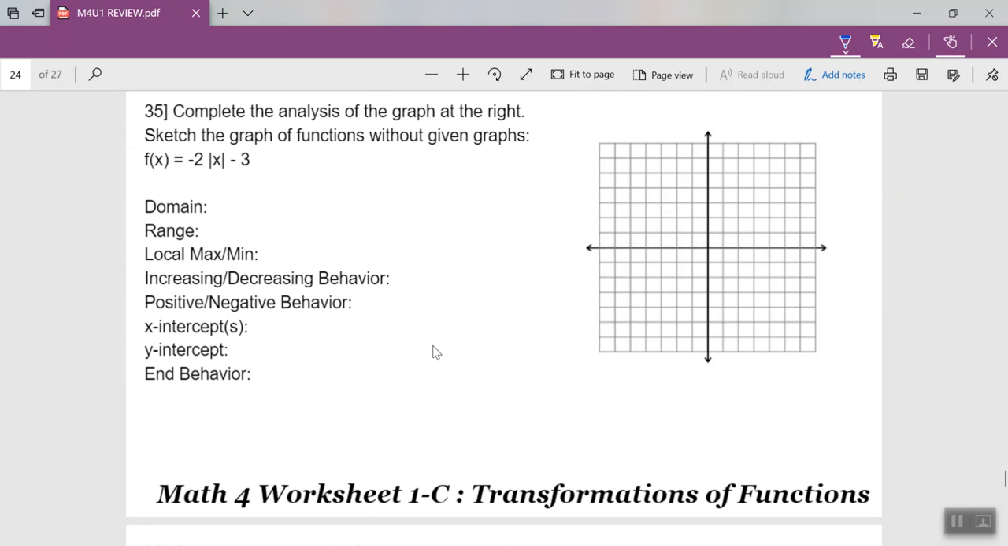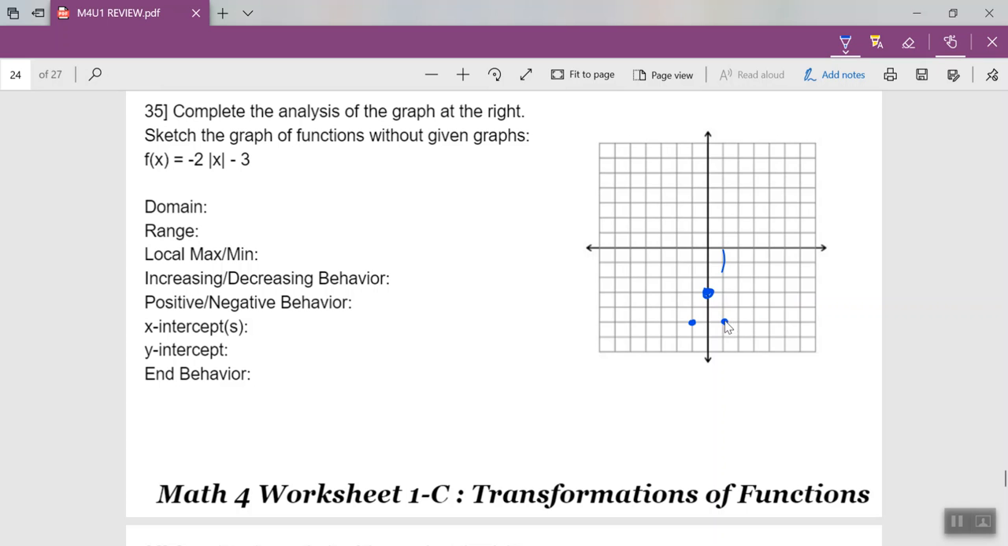We're dealing with this, which does not move left or right, it does move down. And it flips, and it stretches by a factor of 2. So it's going down 3, and normally it goes 1 over 1 down. Well, y is going to be twice as much.